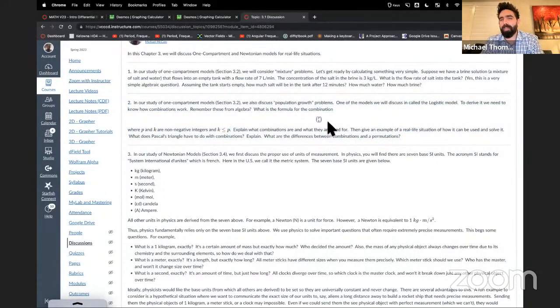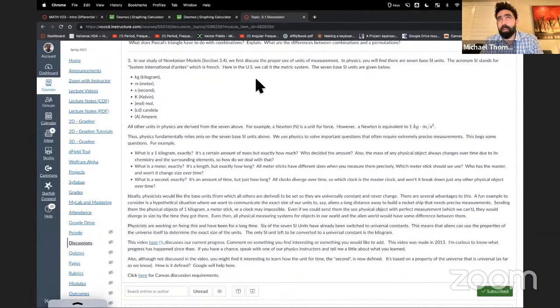Uh-oh. Okay. Well, hopefully you saw this before. If not, you'll learn it on your own. We're going to use this when we study the logistic model for population growth. There's an exponential model, basically the Malthusian model, and then there's another model which is more accurate called the logistic model. And in order to derive it, we're going to use combinations. So I'm going to ask you to do a little research on that.